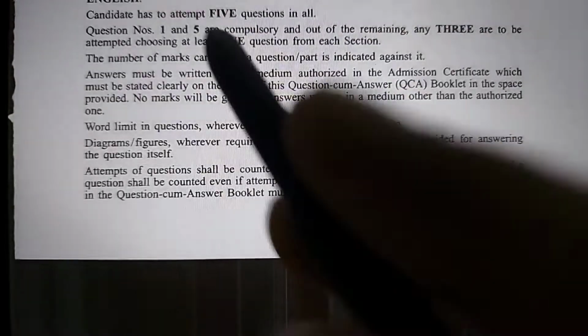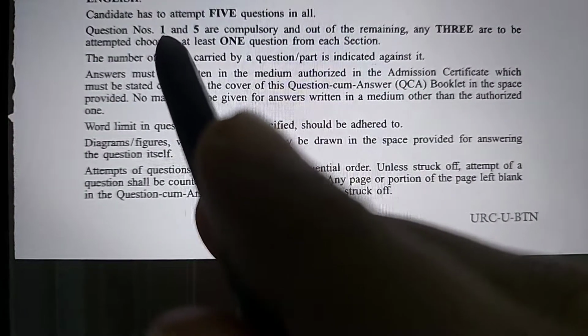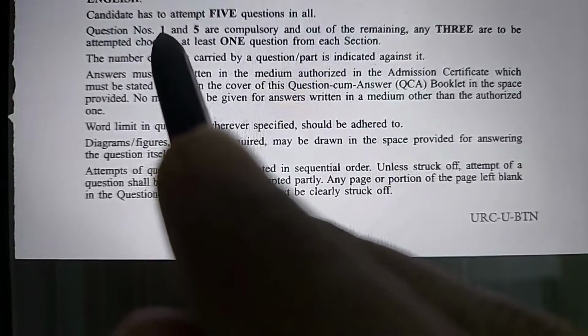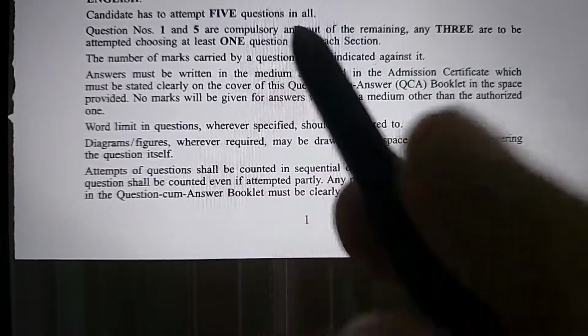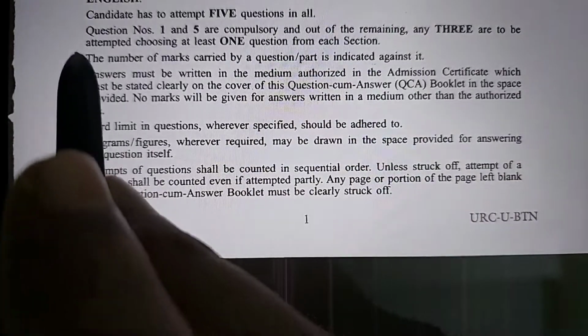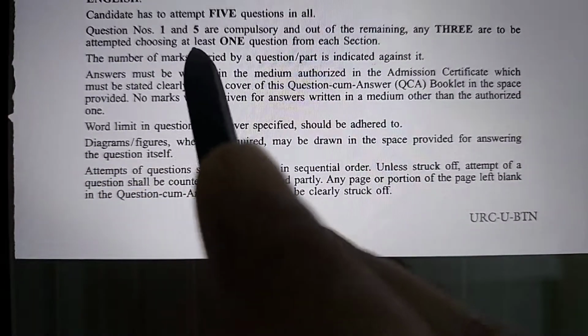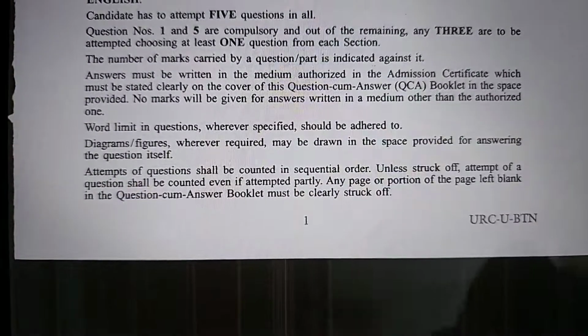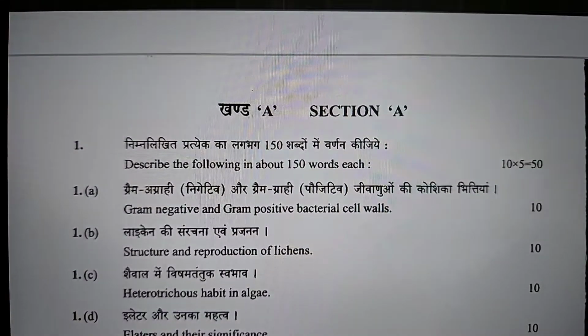Today I am going to show you the question paper of Civil Service Main Optional Botany Paper 1 of 2020. As you can see, you have to do a total of 5 questions. Questions 1 and 5 are compulsory, and out of the remaining, any 3 are to be attempted, choosing at least one from each section. So this is Section A.